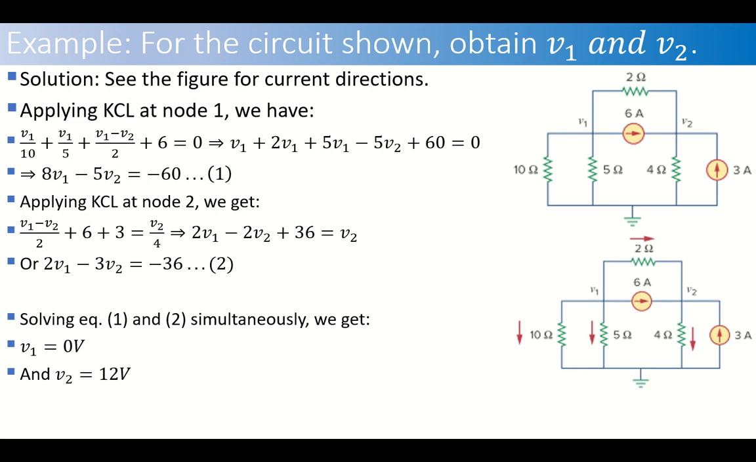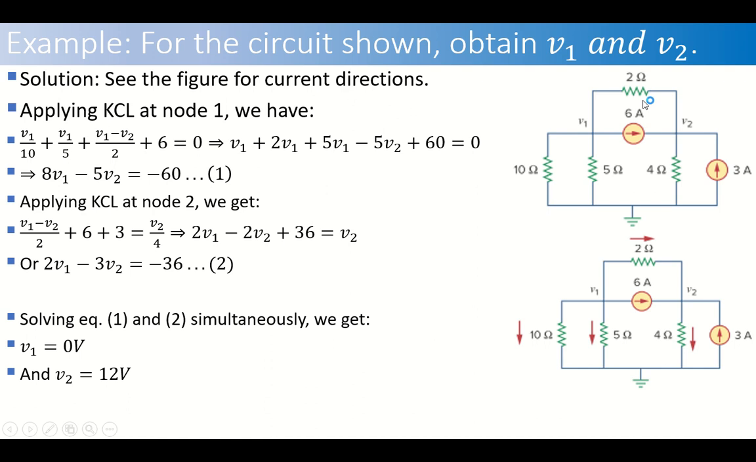So for current direction, you can see that a 10 ohm resistance is connected in between node number 1 and ground. So we can assign the direction from node number 1, or non-reference node, to reference node. Similarly, a 5 ohm resistance is connected in between V1 and ground node, so the direction of the current will be from V1 to ground. Similarly, the current direction in the 4 ohm resistance will be from V2 to ground, because this 4 ohm resistance is connected in non-reference and reference node.